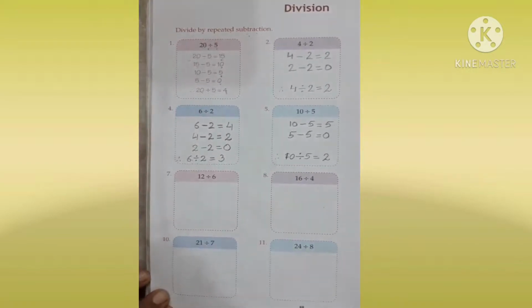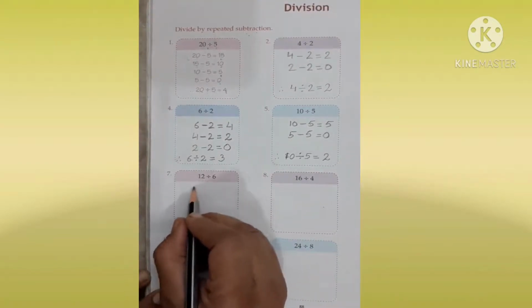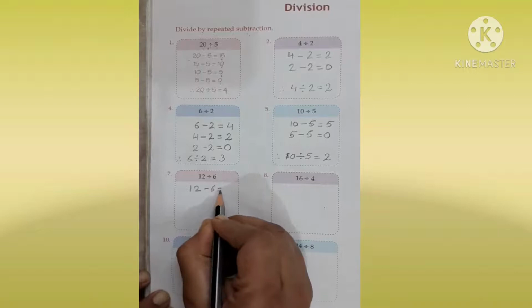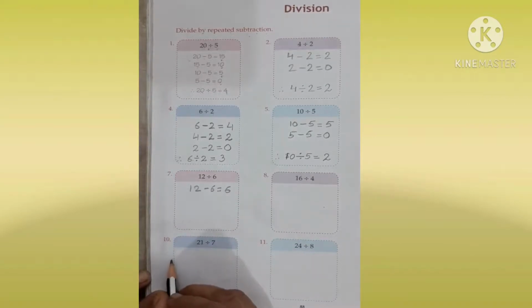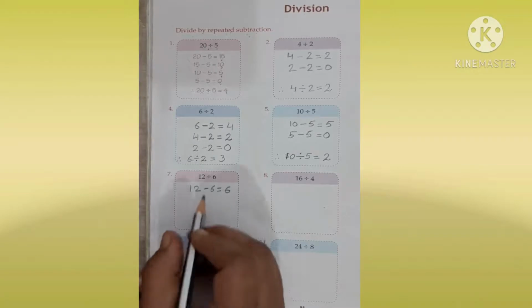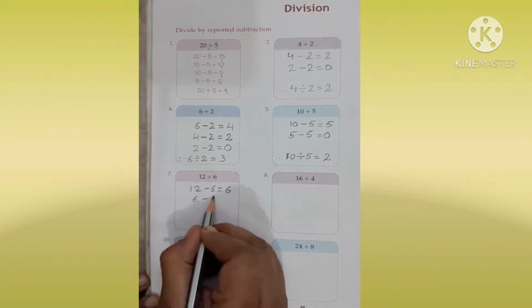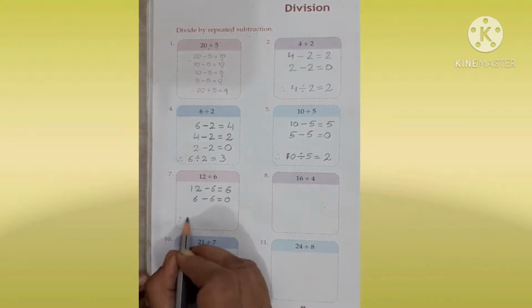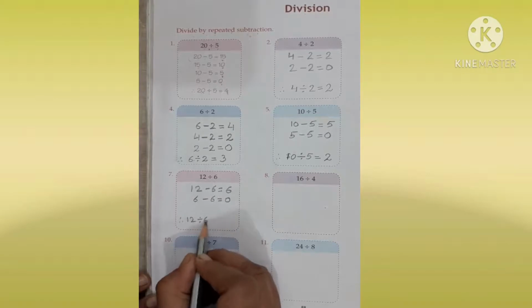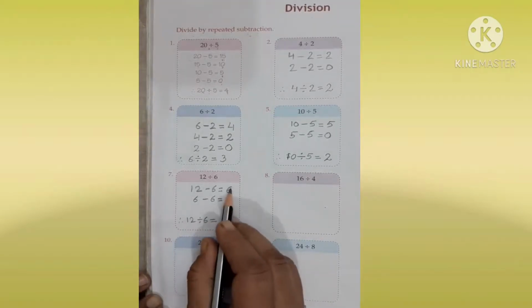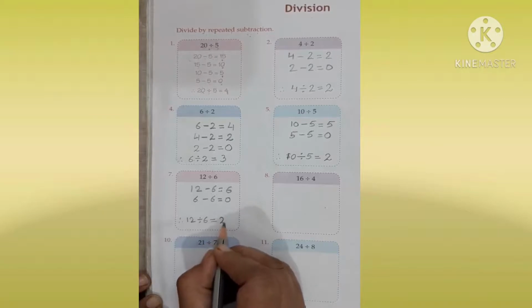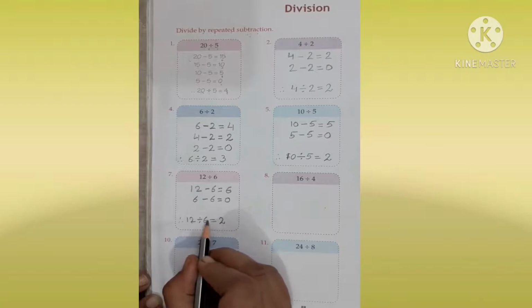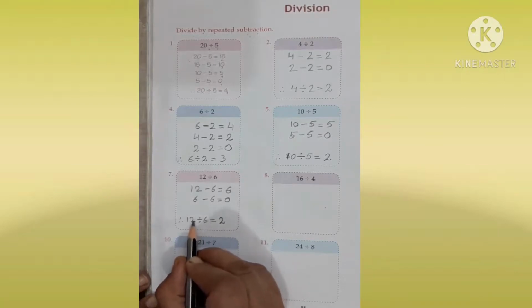Now 7th. 12 divided by 6. 12 minus 6 is equal to 6. 6 minus 6 is equal to 0. So, 12 divided by 6 is equal to 1, 2. 6 2s are 12.